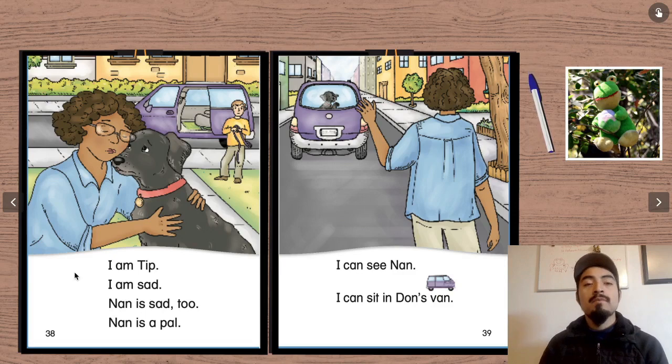Another question. How does she feel? Look at the picture. Also, the information is here. The information is in the text. How does she feel? I will give you 5 more seconds.